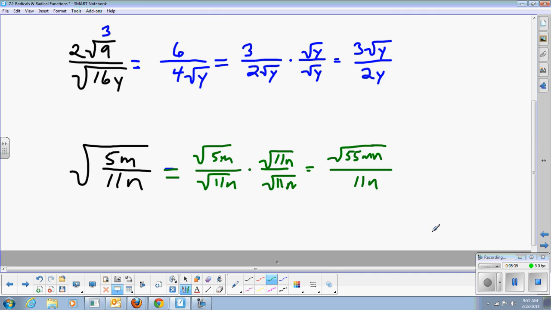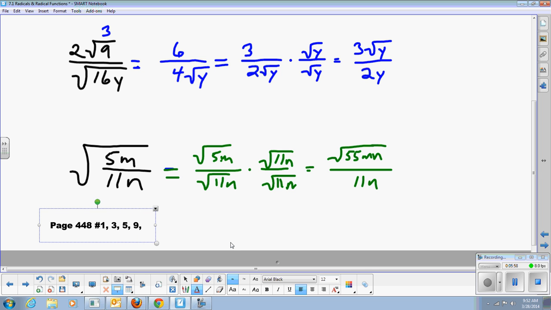What I want you to do will be this. Let me type that out for you. That starts on page 448. Here are the numbers I want you to do. 448, not 444, 448. The numbers I want you to do are 1, 3, 5, 9, 13, 17, 19, 23, and last but not least, 25. Be sure again to check answers.